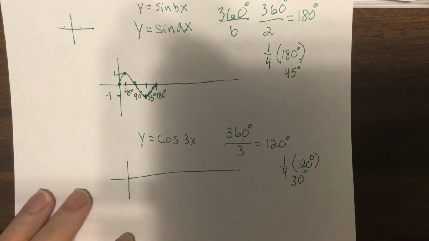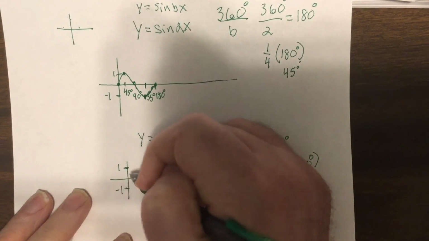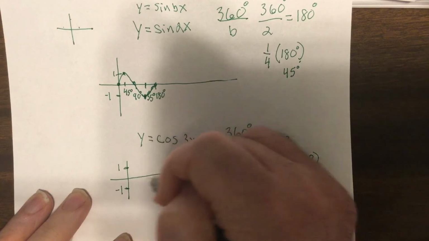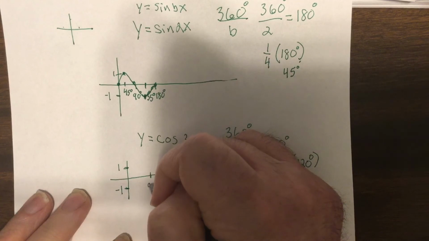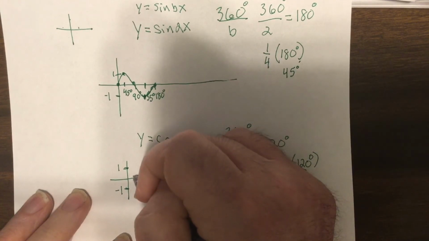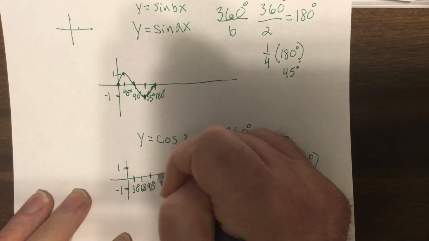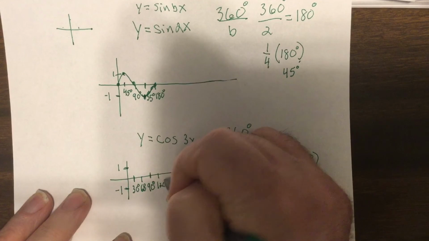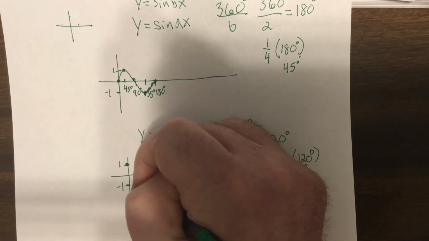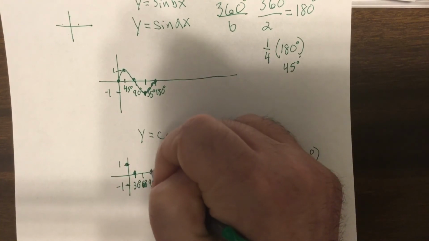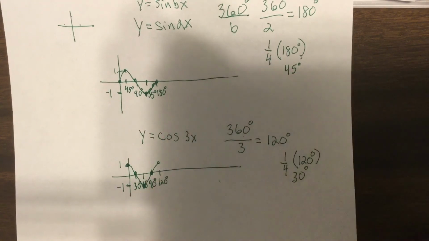So, let's see, this is 1, this is -1. Now remember, 3 of these is 180, so 1 1/2 of those would be 90. So go every 30 degrees. Cosine is 1, 0, -1, 0, 1.